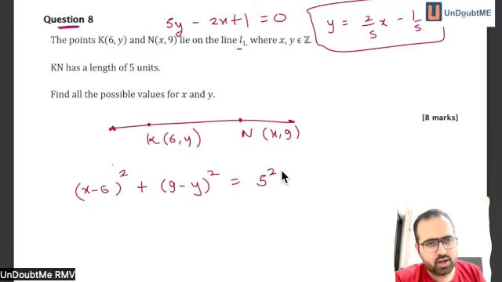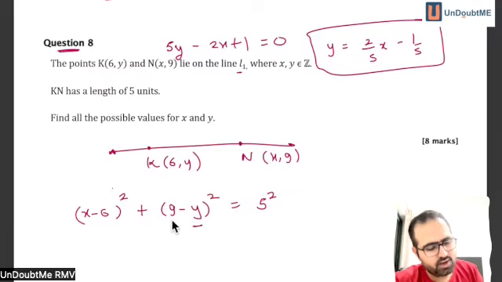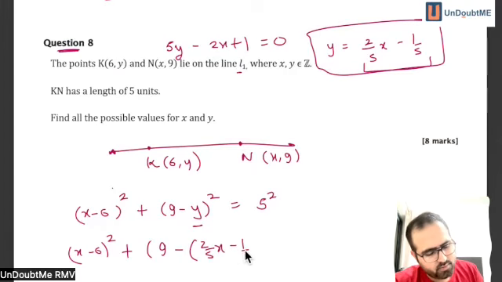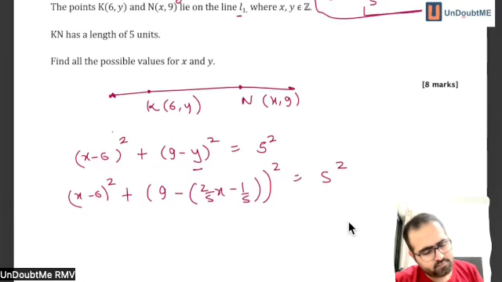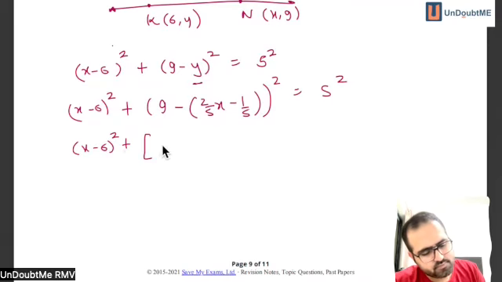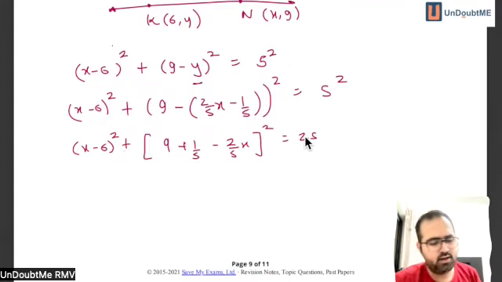Now I need to get the possible values of x and y. So I have to do one substitution, that will be for y only. So (x minus 6) whole square plus (9 minus this whole thing) will be substituted, because that is the equation: (2 by 5 x minus 1 by 5) whole square of this. Okay, the calculation will be a bit complicated, but no option. (9 plus 1 by 5 minus 2 by 5 x) whole square is equal to 25.